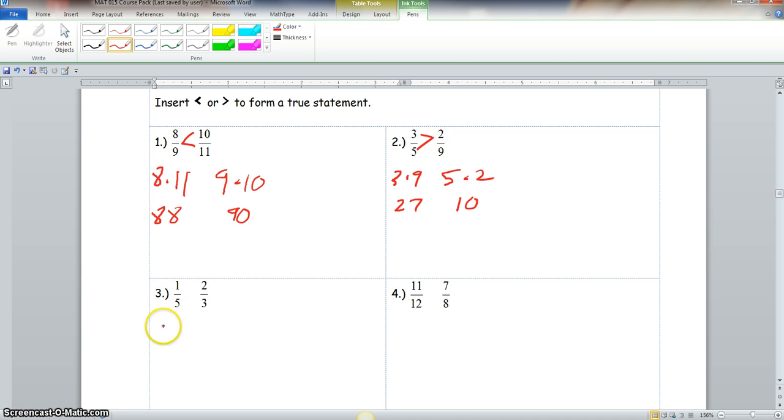Now we could do the same thing here, 1 times 3, and then 5 times 2. So this is 3 and this is 10, and we know 10 is greater than 3, so 2/3 is greater than 1/5. Now we do this here, 11 times 8, and then we'll do 12 times 7. 11 times 8 is 88, 12 times 7 is 84. And we know 88 is greater than 84, so 11/12 is the greatest.